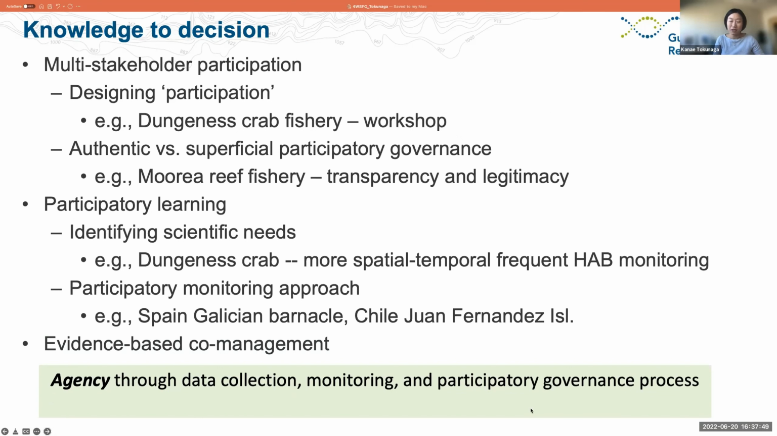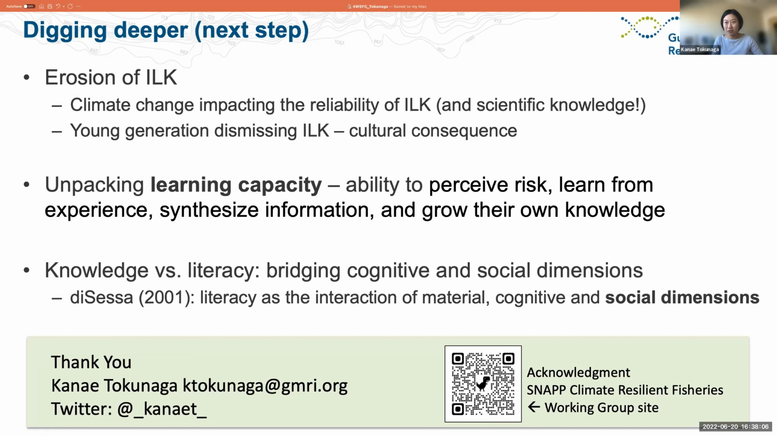So agency is a critical component and it needs to be there to complement the process of knowledge, for that knowledge and the learning attributes to be activated to help with the resilience. I am out of time, so I'm going to stop here, and I'll be happy to answer any questions. Thank you.